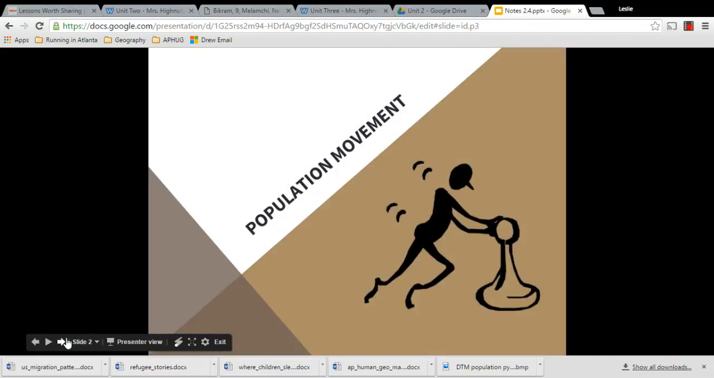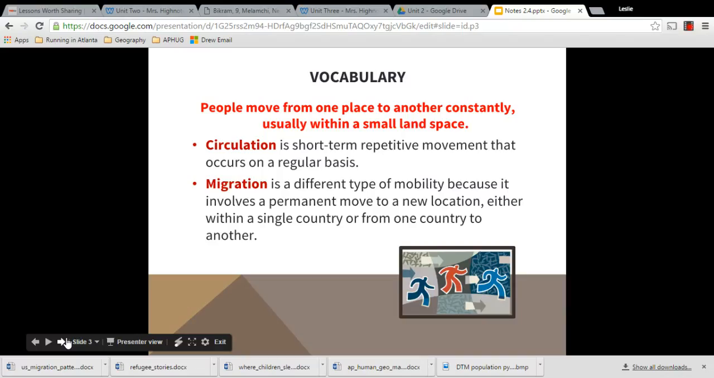All right, so population movement, some important vocabulary for you. People move from one place to another constantly, usually within a small land space. So circulation is short-term repetitive movement that occurs on a regular basis, where migration is a different type of mobility because it involves a permanent move to a new location, either within a single country or from one country to another.